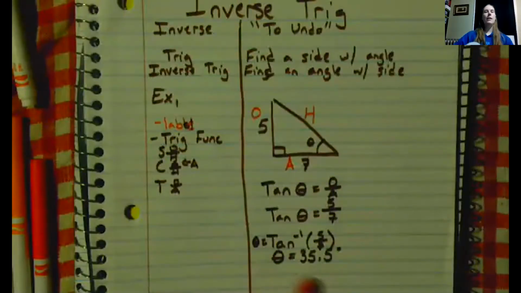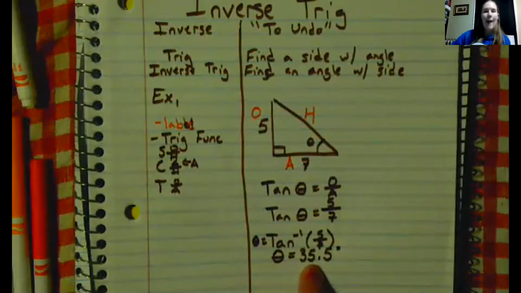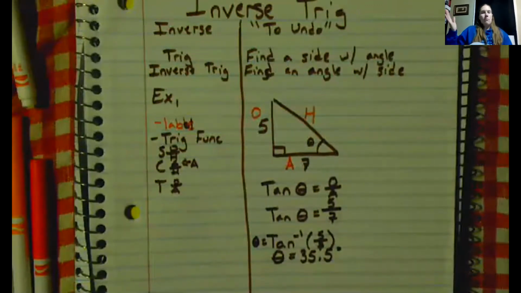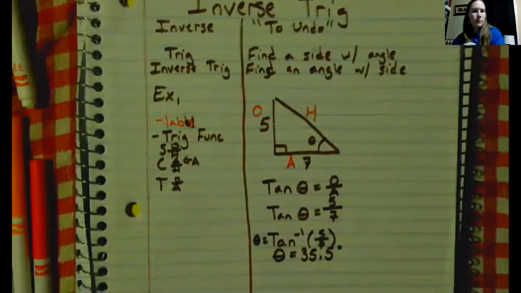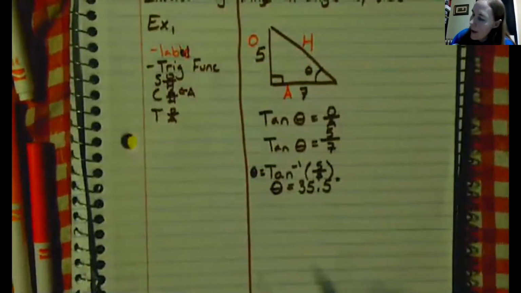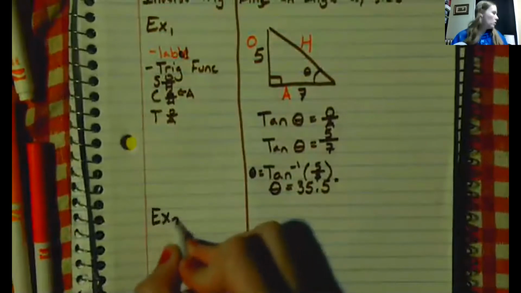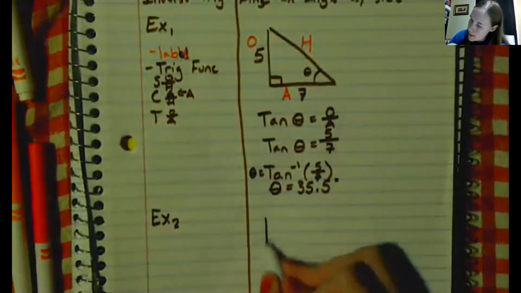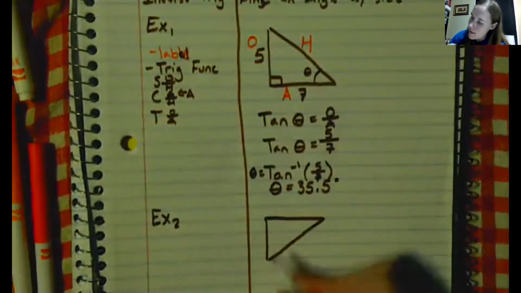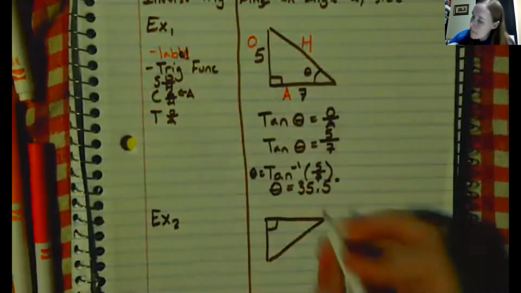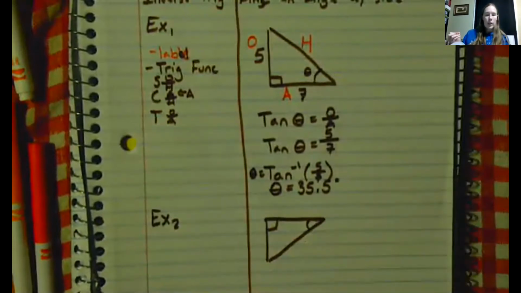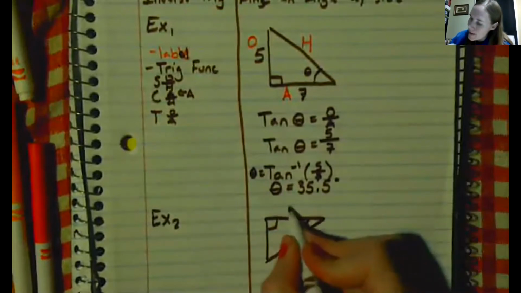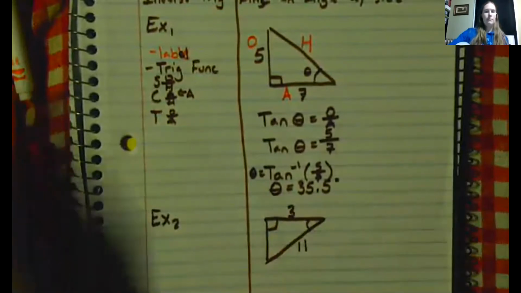So let's go back to our notes. Okay, so we found from our calculator that our angle was 35.5. And we're done. Let's try another one. Example 2. Let's make our triangle look something like this. So we have our right triangle. This is our missing angle that we're looking for. We're going to say this side is 3 and this side is 11.